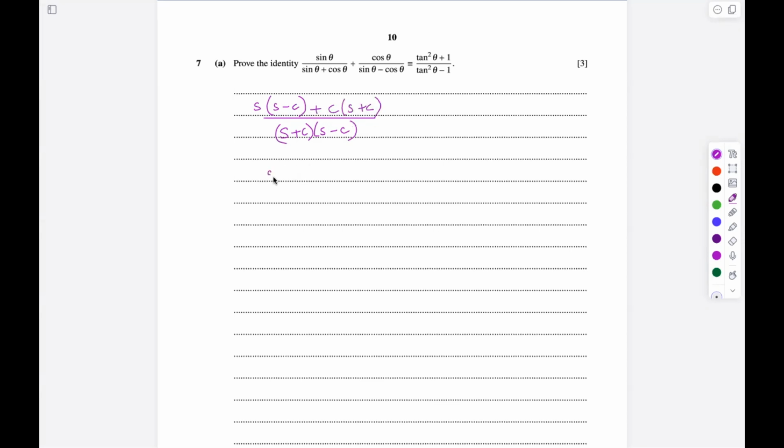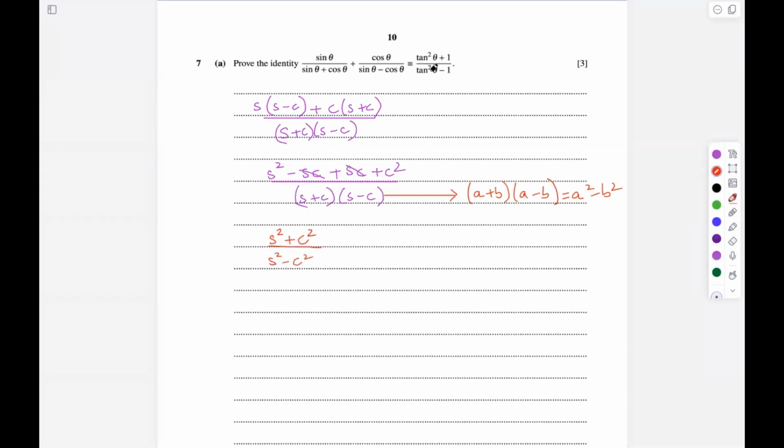Opening up the bracket, we'll get sin squared minus sin cos. Cos into sin will again become sin cos, plus cos squared, divided by sin plus cos and sin minus cos. Now minus sin cos and plus sin cos will cancel out. Over here, as we have sin plus cos and sin minus cos, we can apply the algebraic identity, a plus b and a minus b equals a squared minus b squared. So we can write this as sin squared plus cos squared divided by sin squared minus cos squared.